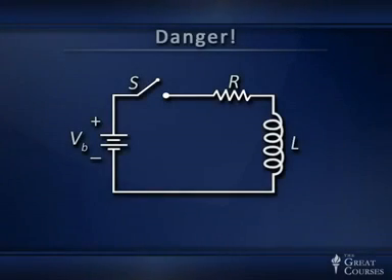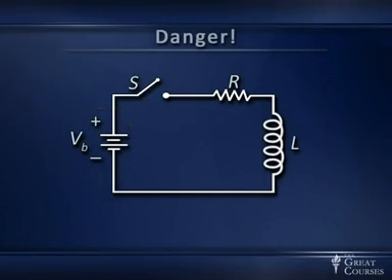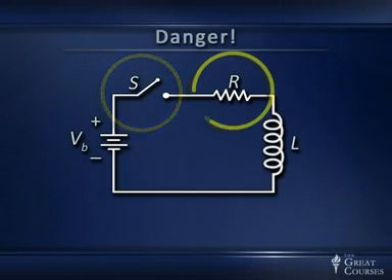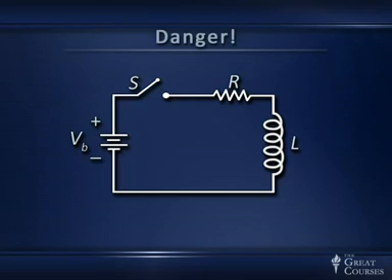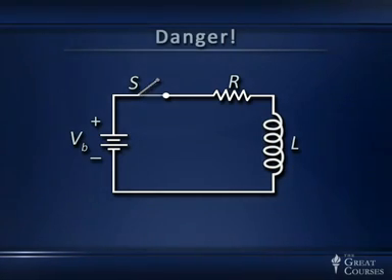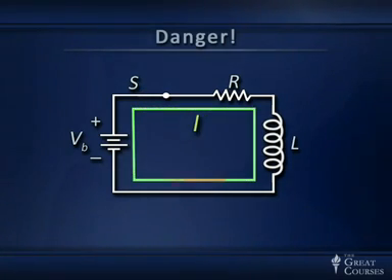Suppose I consider a circuit in which I've got a battery with its voltage VB there. I've got a switch, I've got a resistor, I've got an inductor. Let's look at the dangerous situation first, then we'll come back and look at the less dangerous situation. If that switch is closed and I wait a while, a current I will gradually build up in that circuit, flowing around, as I've suggested here, in the clockwise direction.